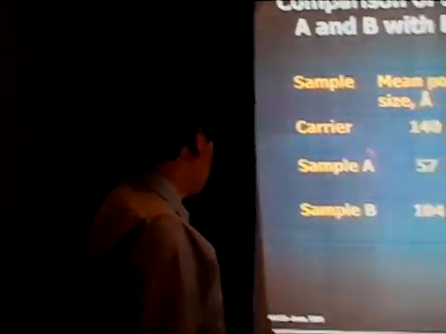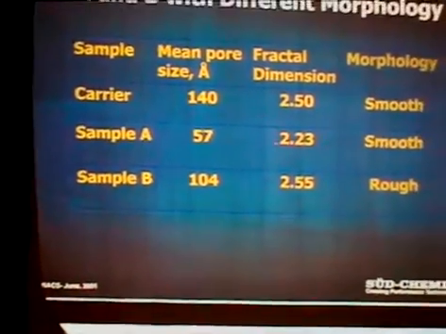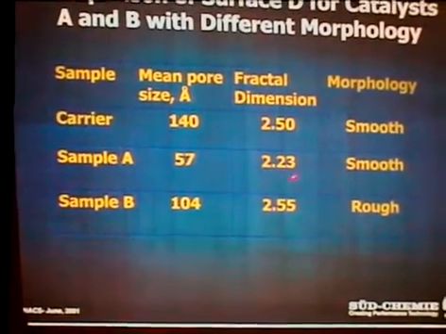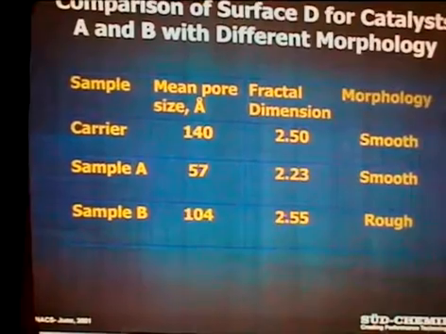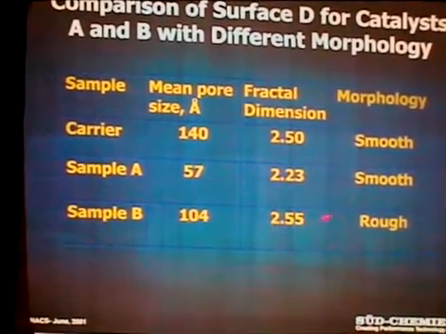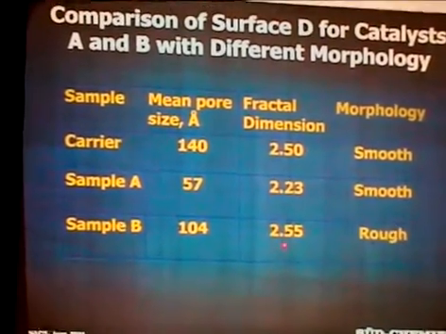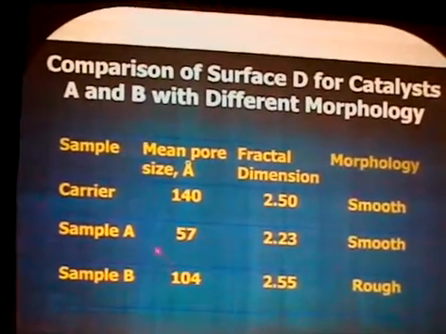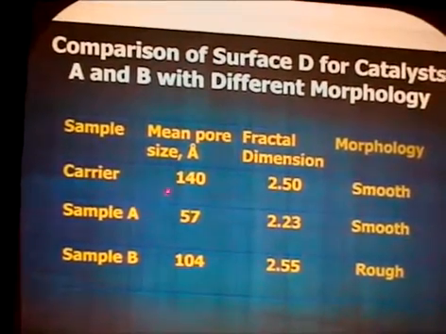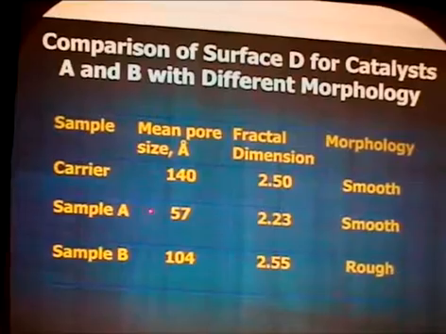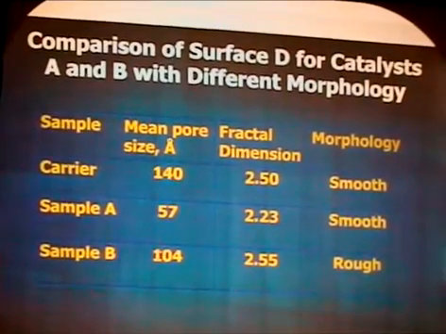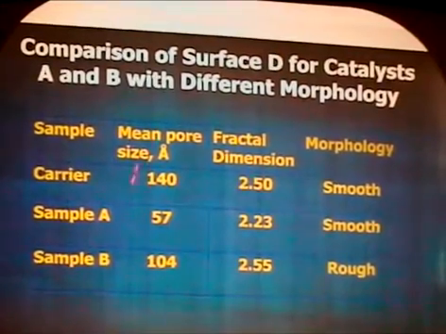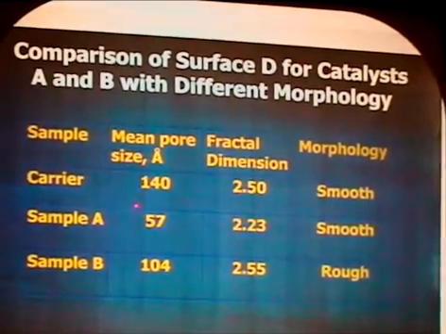Then sample A is from our own methods of preparation. The fractal dimension decreased from the carrier, to 2.23. Then sample B is pretty much similar to the carrier, where you get a pretty rough pore structure at 2.55. Then again, you can also see some mean pore size difference. Sample A is 57, and sample B is 100. It's a little bit lower than the original carrier mean pore size.